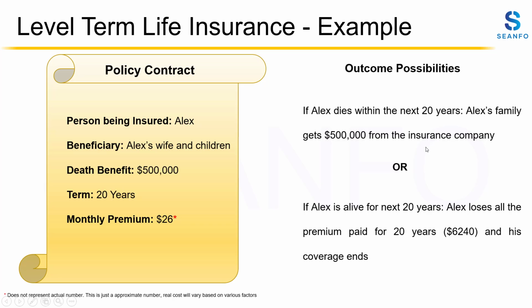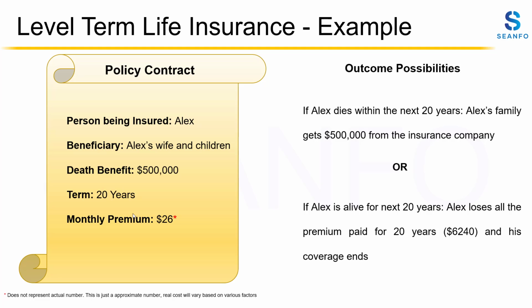So as you see in this picture, the person being insured is Alex here. The beneficiary are Alex's wife and children. The death benefit on the policy is $500,000 and the policy term is 20 years. Finally, there is the insurance premium of $26 that the insurance company is asking Alex to pay every month until the life of the policy. That would be for the next 20 years.